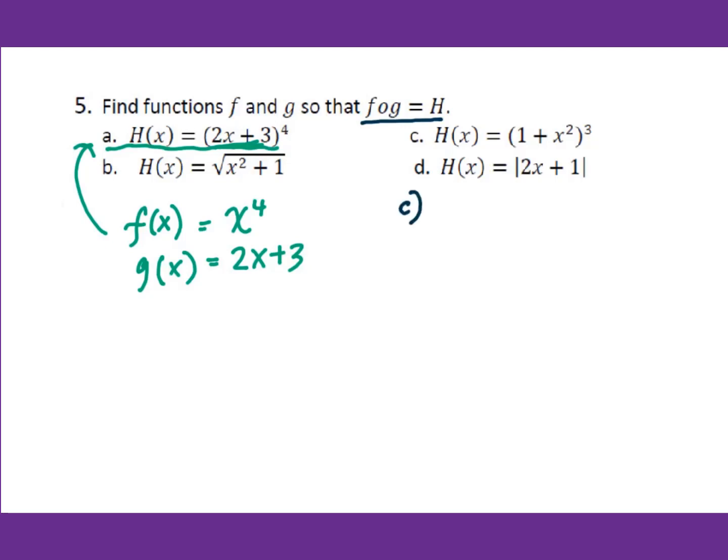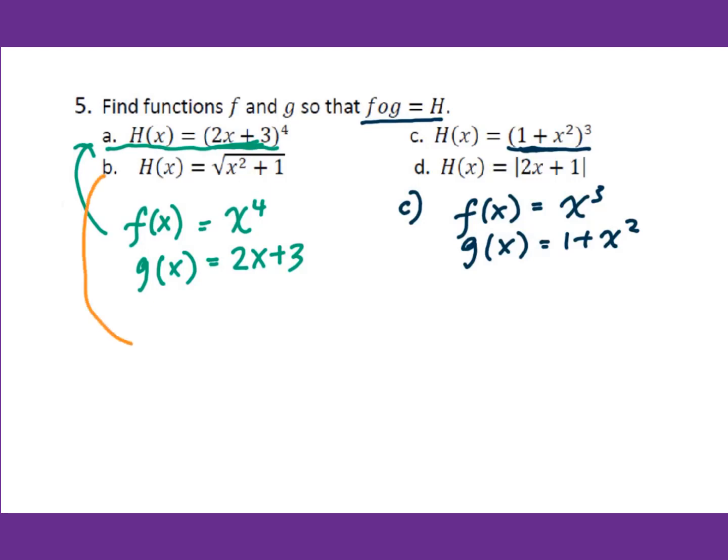For c, first of all, we know that this is a cubic function. So we got x to the 3rd power. Inside, that will be g of x equals 1 plus x squared. For b, we know this is a square root function. So we write down square root of x. What's inside? That will be g of x, that is x squared plus 1.